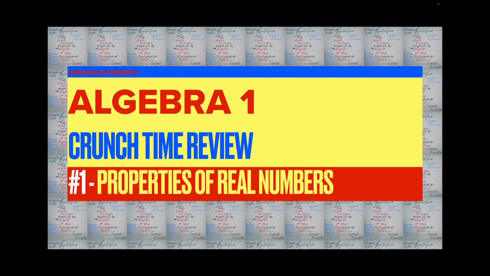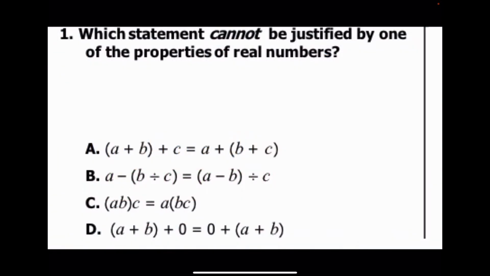And today we're going to do a review of the properties of real numbers. Let's go ahead and jump on in. So, number one, which statement cannot be justified by one of the properties of real numbers? Now, the main thing they italicize is "cannot," and the other thing we need to pay attention to is the properties of real numbers. So let's review that.